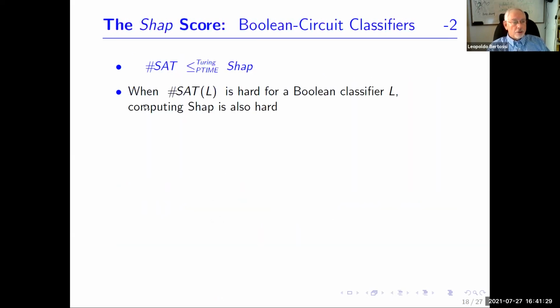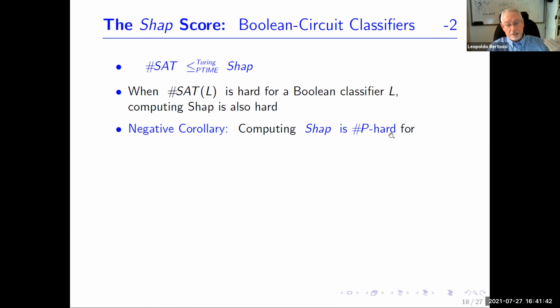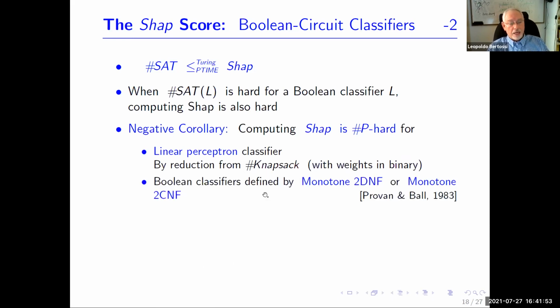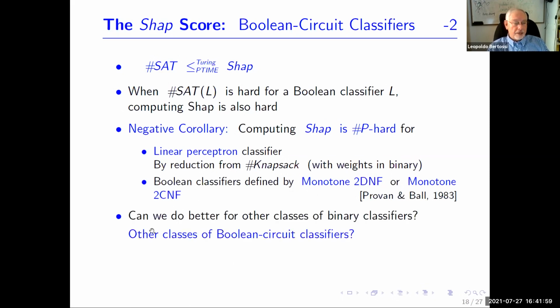So when this is hard on the left-hand side for a Boolean classifier L, computing Shap is also hard, obviously, right? So negative corollary, computing Shap is hard for circuits for which this is hard. So this is the linear perceptron classifier that is obtained by a reduction from knapsack, and Boolean classifiers defined by monotone 2DNF or monotone 2CNF.